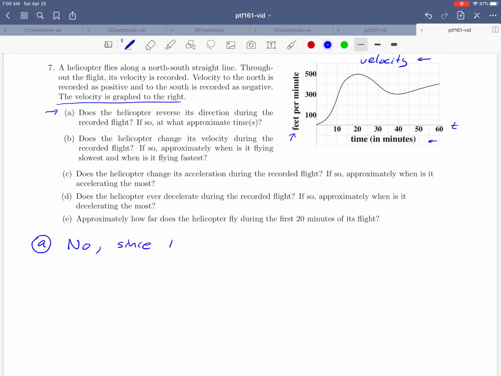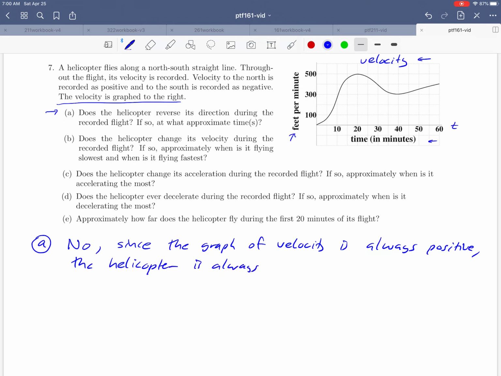We might give a reason here. So since the graph of velocity is always positive, the helicopter is always flying to the north. And since it's never flying to the south, there can't be a change in direction. All right, so there's our answer to A.